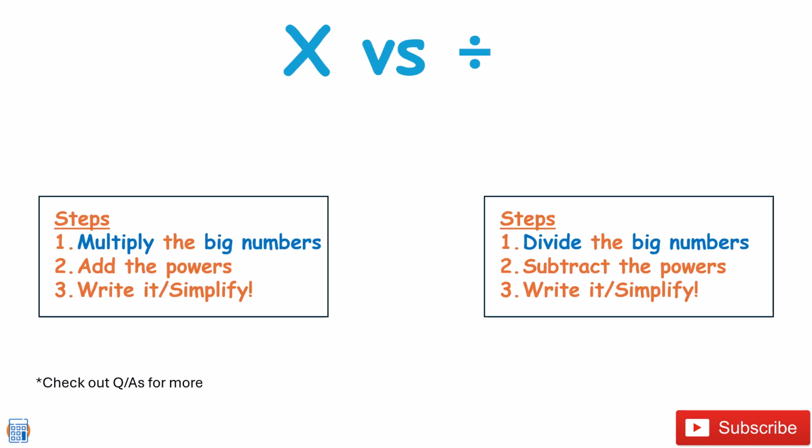Now, the same steps are basically there for dividing. You basically just divide the big numbers and then subtract the powers this time. Be careful with the subtracting of the powers. If you want to see an explanation of that, please check out the Q&A videos. There will be quite a few of the divides there.